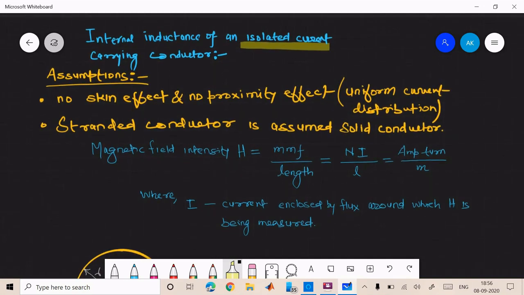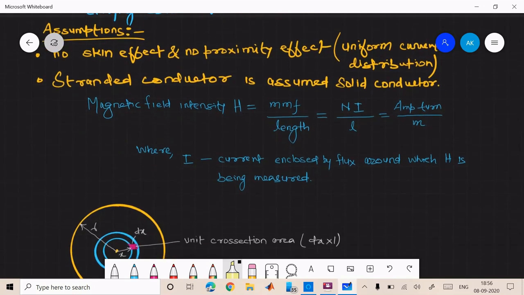So to write the internal inductance of an isolated current carrying conductor, there are certain assumptions. The first assumption is there is no skin effect and no proximity effect. In other words, we can say that uniform current density. The distribution of current is uniform. Second assumption is stranded conductor is assumed solid conductor. So we are assuming the conductor as a solid conductor.